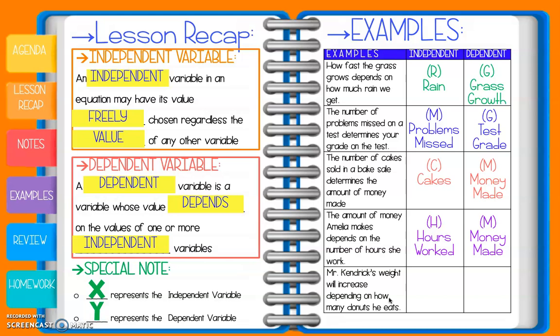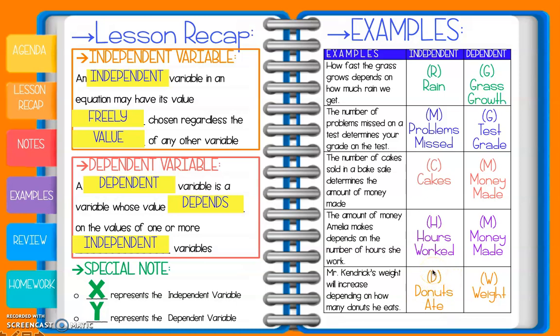Okay, so if Mr. Kendrick doesn't eat very many donuts at all, his weight's going to stay down. However, if he eats a whole bunch of donuts, his weight is going to go up. So his weight depends on how many donuts he eats. So it's our dependent variable, and I named it W for weight. And the independent variable is going to be how many donuts he eats, or D.